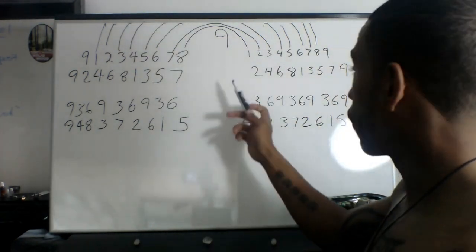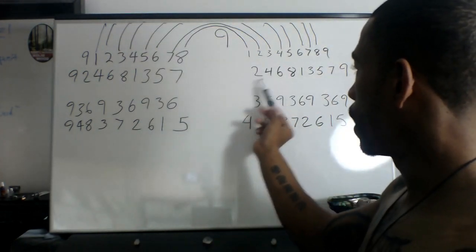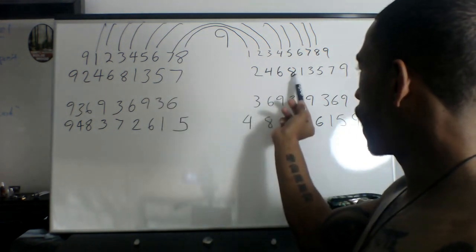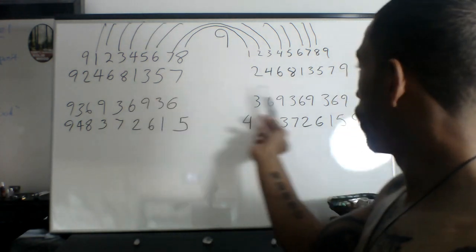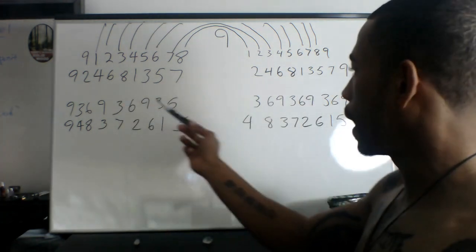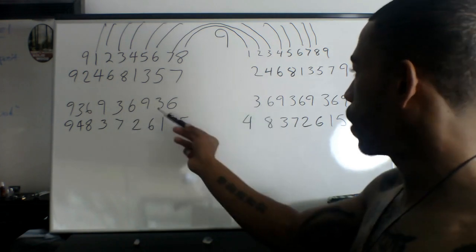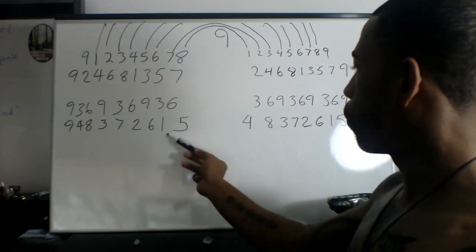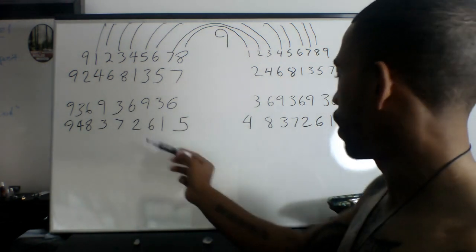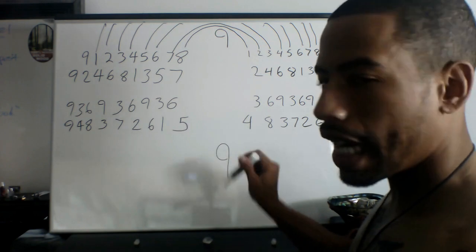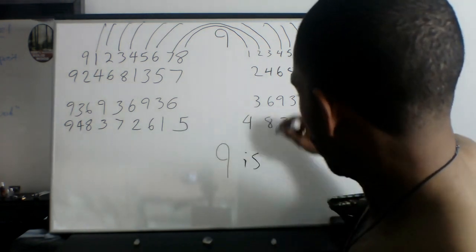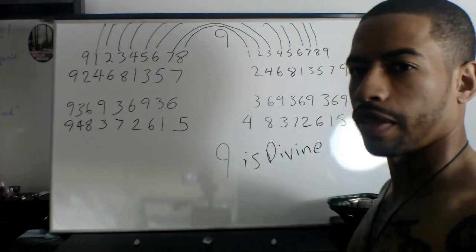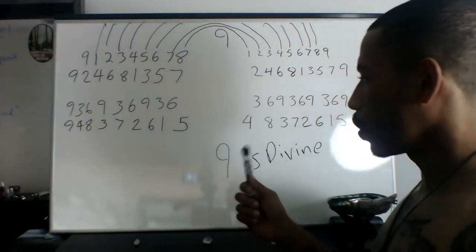It's like that for every one. 7 and 2, 9. 5 and 4, 9. 6 and 3, 9. 1 and 8, 9. 9 and 9. 3 and 6, 9. 5 and 4, 9. 8 and 1, 9. 6 and 3, 9. 7 and 2. 9 is divine. Beastly. So, what's the relevancy to this?